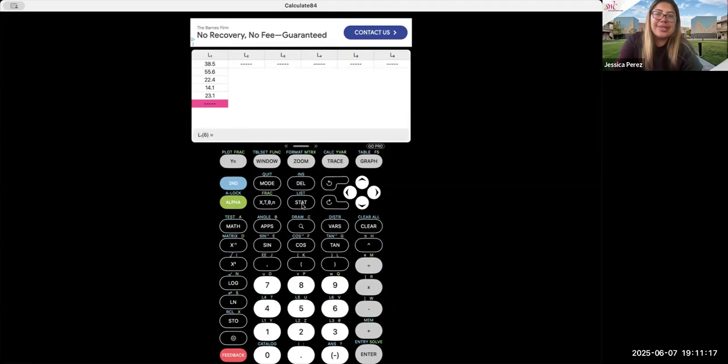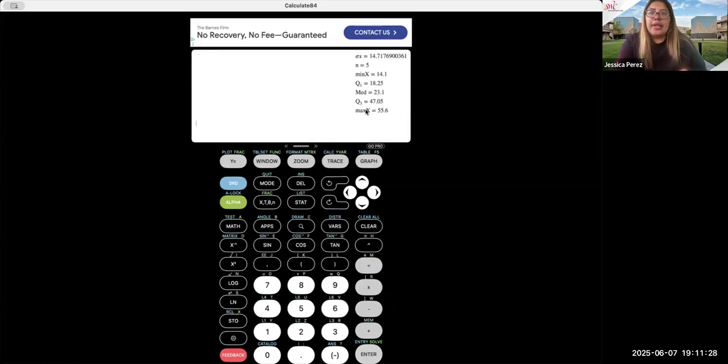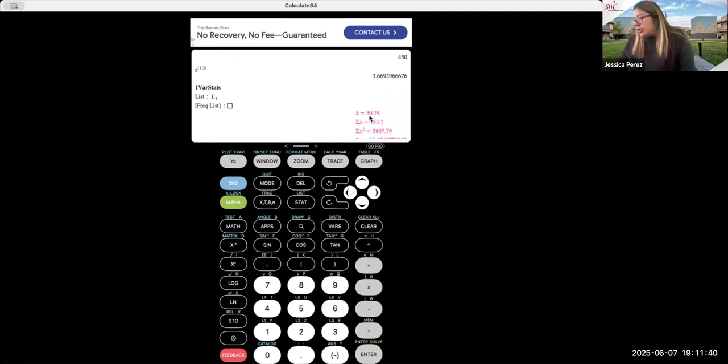Now that I have this, I'm going to hit stat again. I'm going to say calc, and I'm going to say one var stats. I'm just going to hit enter and then enter again. And then it's going to actually tell me, if I go up, this X bar. X bar is the mean that you're looking for, 30.74. So my answer is 30.74. If I wanted to find the sum of my values, that would be 153.7. So all you're looking for is this X bar. X bar is the sample mean, 30.74, and that is the answer.